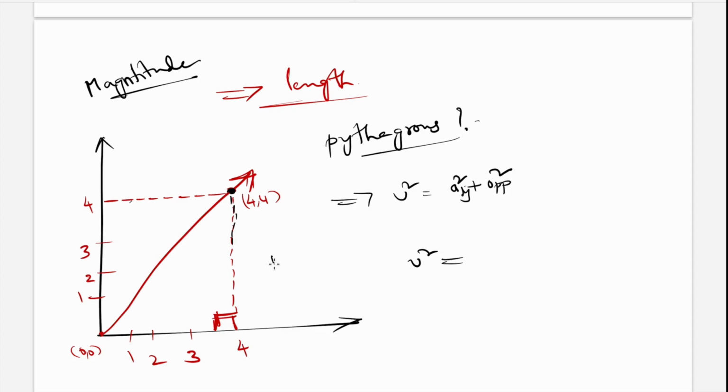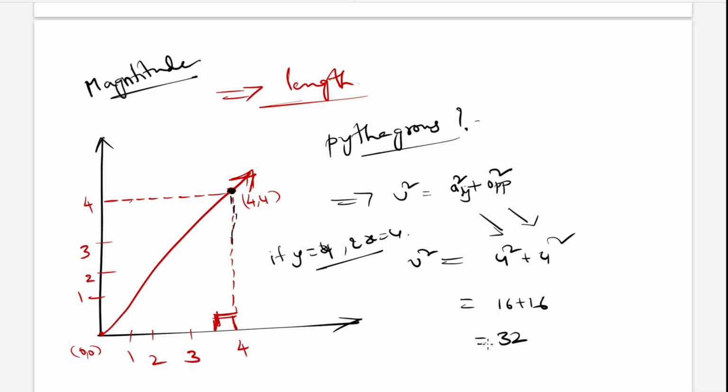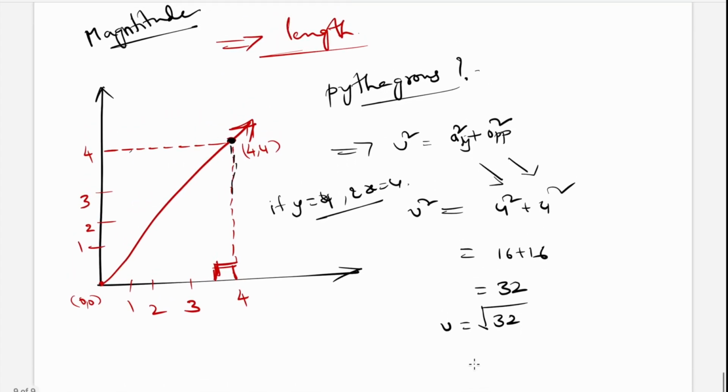For example, if y is equal to 4 and x is equal to 4, we just substitute this over here and we simply get 16 plus 16, and then we get 32. So we take the square root of 32, and it will become 4 root 2. What is the value of root 32?